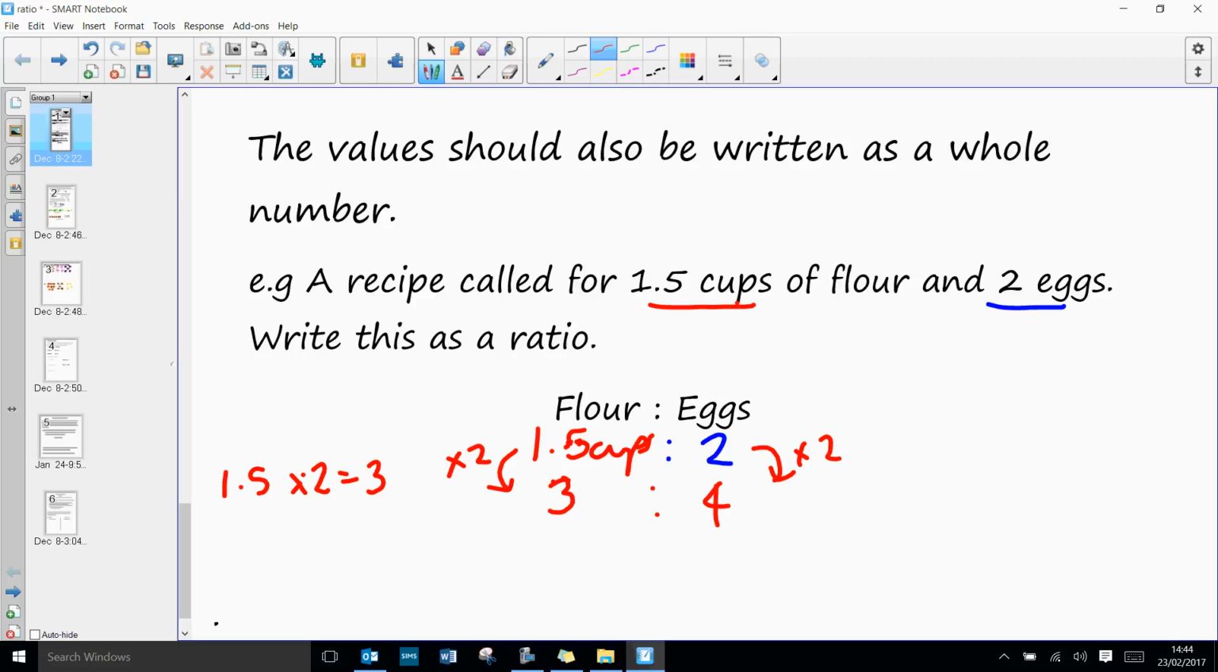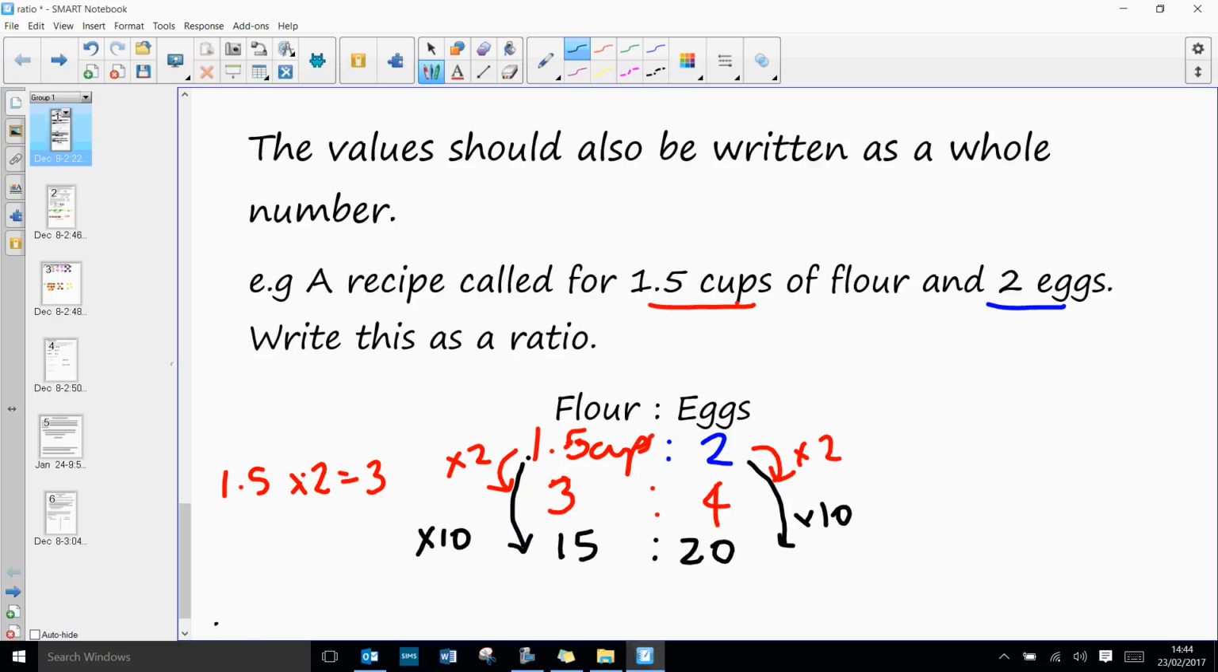However, to get rid of any decimal value, we know that we can multiply it by 10. So our other option could have been to multiply by 10. So we've gone from 1.5 cups to 15 cups. And therefore we would do the same here. We would multiply by 10, so that would be 20 eggs. Either way, we just need to make sure that the numbers in these ratios are whole numbers.